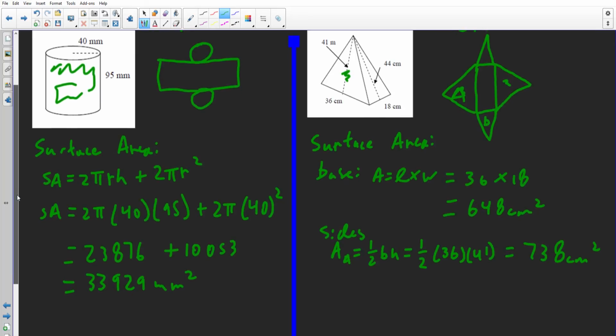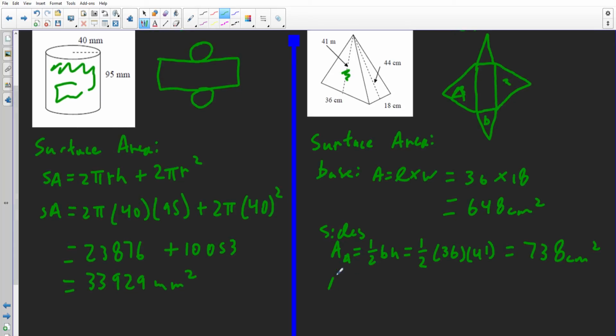And that's all well and good. So the next thing we're going to do is find the area of side B. So that's 1/2 base times height, right? It's still a triangle. So 1/2 times 18 would be the base, times 44 is the height. Okay, these are different heights, so you got to make sure you're using the right one. So we're going to get 396 centimeters squared. So that's this side and this side.